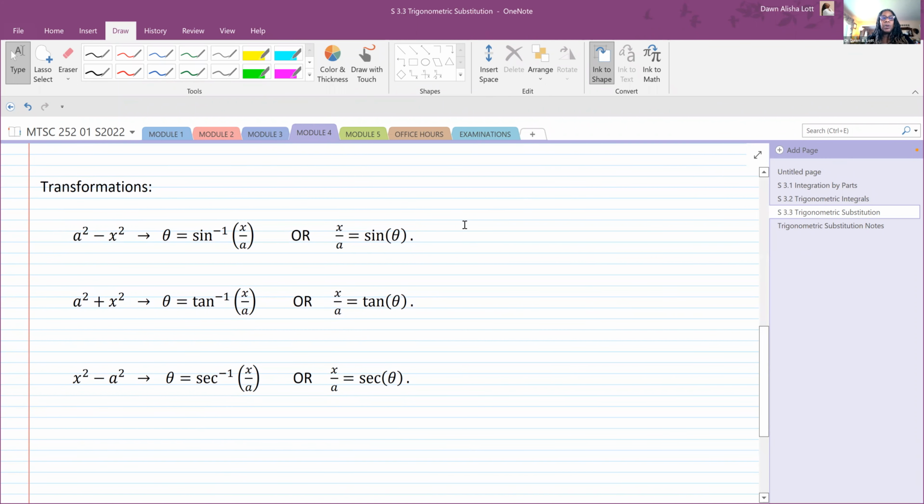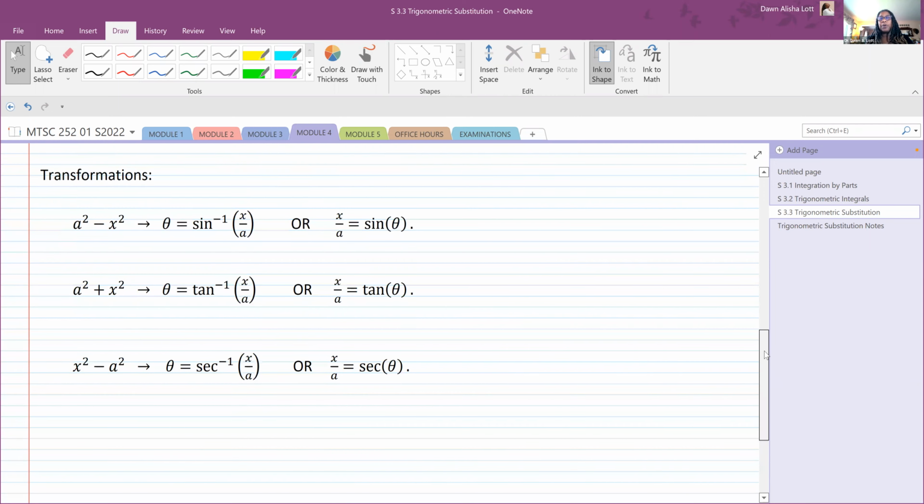Any questions so far? Does anybody not understand how we get from theta is equal to the sine inverse of x over a to x over a is the sine theta, or to go back? Everybody understands how to go back and forth between the two equations? Okay, hearing no questions, let's start with the first one.